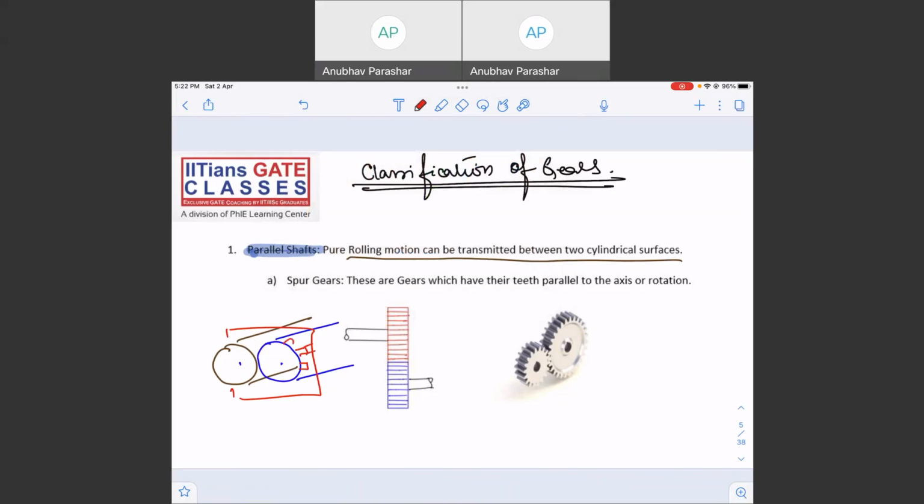We will make teeth on the cylinder, right? So this is how we are going to do it.